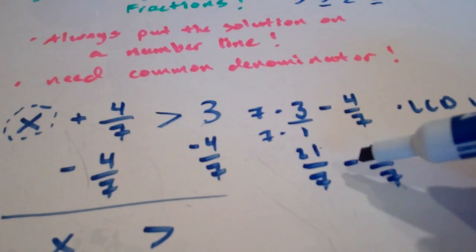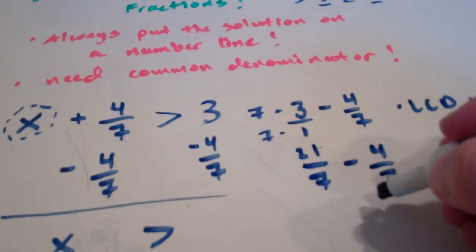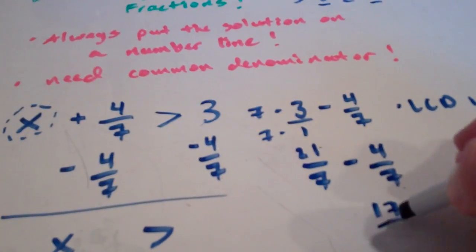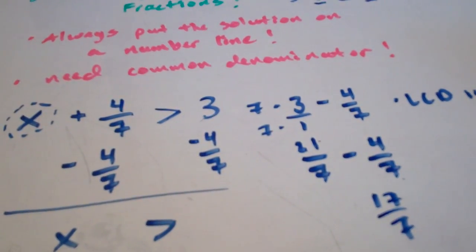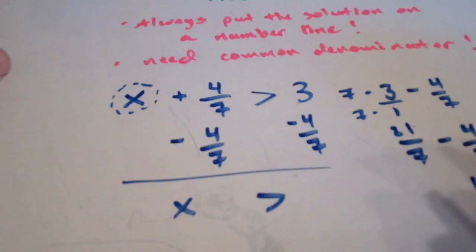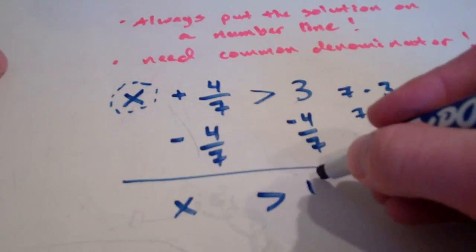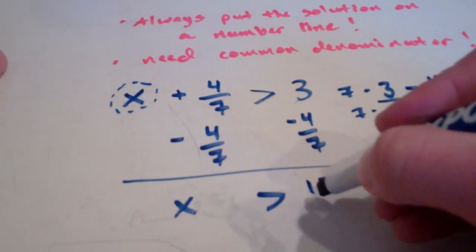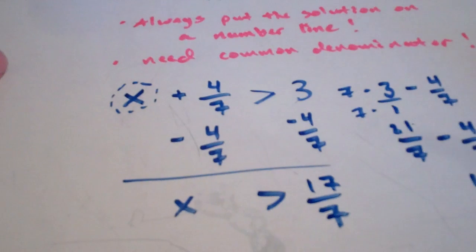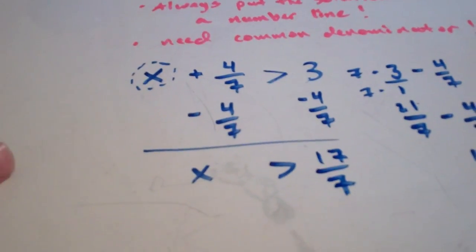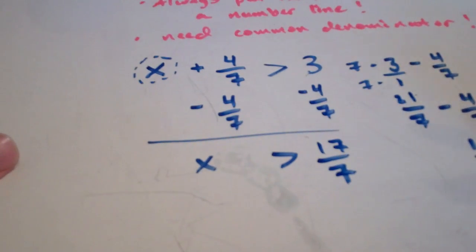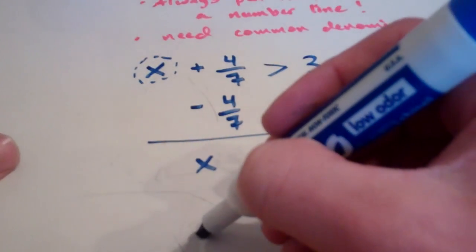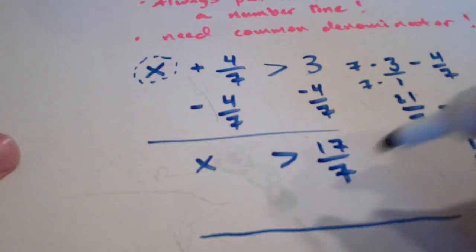Now 21/7 minus 4/7 is 17/7. I just combine the numerators once I have the same denominator. So I go back to my problem and I have x is greater than 17/7, and because it's an inequality, I am not done. That is not the entire answer. I need to graph it on a number line.